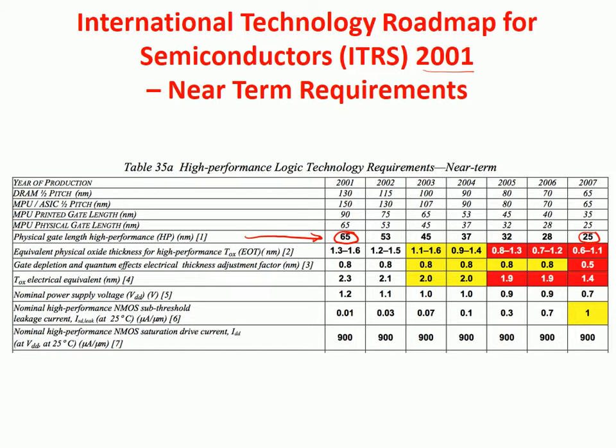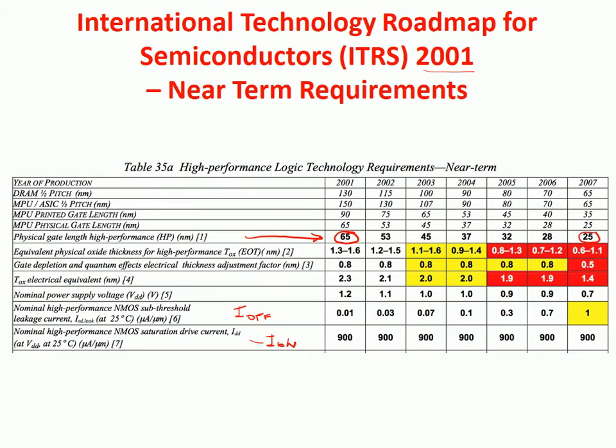The other interesting numbers are the Ion. This is Ion, nominal high performance NMOS saturation drive current. This was kept at 900 microamps per micron, and this is ISD leak, what we have called IOFF, the off current. So in order to keep these two values, we need an equivalent physical oxide thickness that goes down this way, and we do not know how to do it.